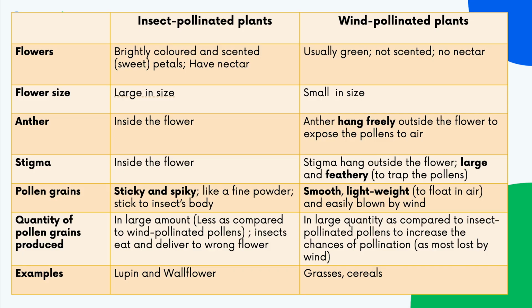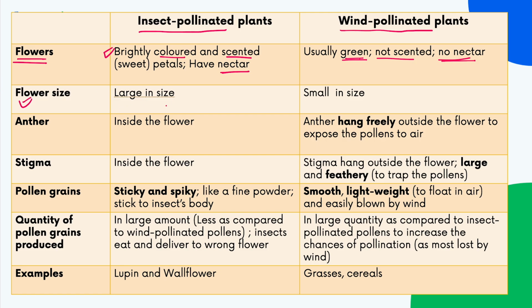So now let's try to understand the difference between insect-pollinated plants and wind-pollinated plants. First difference is between the flowers of these two plants. The flowers of insect-pollinated plants are brightly colored and scented, because they have to attract the insects by their colors and scents. They have nectar also. Insects usually come to these flowers for collection of nectar. But the wind-pollinated flowers are green, not scented, and they do not have any nectar because they don't have to attract the insects.